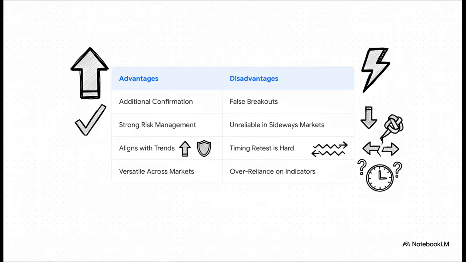Let's break it down. The big win here is that built-in confirmation. It's a huge confidence booster. Plus, you know exactly where to put your stop loss, right below that retest level. But here's the catch. Those false breakouts can be brutal. They're designed to trap traders. And in a choppy, sideways market, this strategy can get you into a lot of trouble. And sometimes, you just don't get that perfect clean retest you are waiting for.